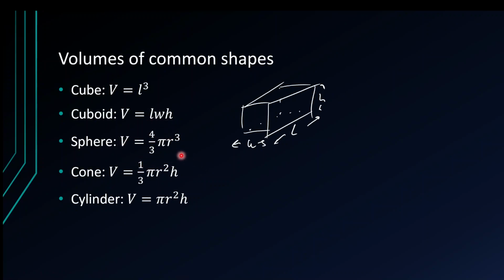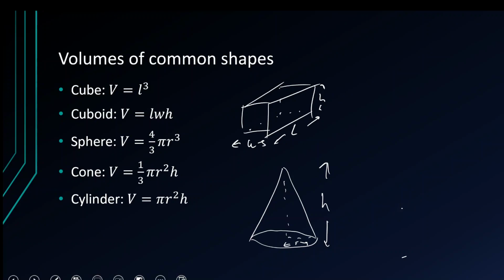Now a sphere is 4/3 pi r cubed. A cone is 1/3 pi r squared h, where h is the height. So the height is from the top to the bottom, and then r is the radius of the little circle that's on the bottom. And then a cylinder is pi r squared h, where it has the same sort of definitions as the cone, except it's multiplied by pi instead of pi over 3. So that's a quick introduction to density.